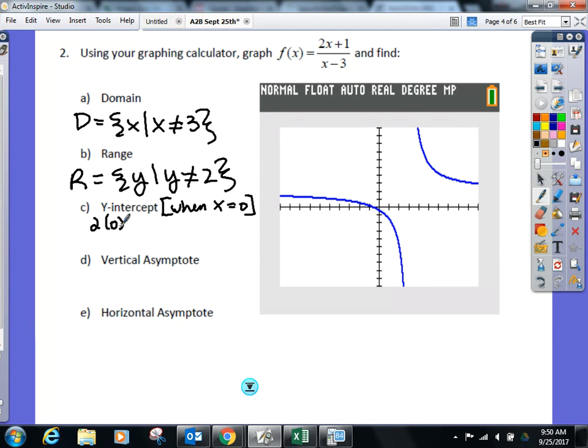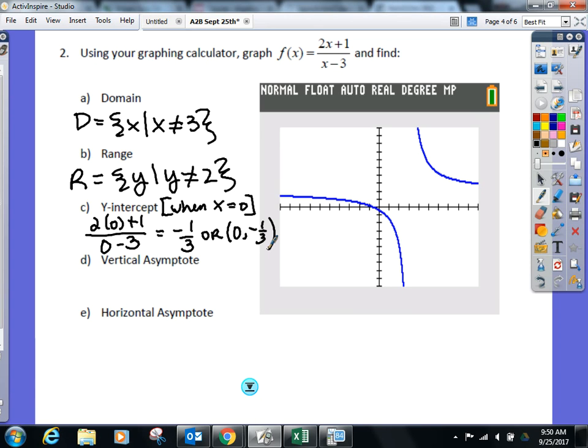Okay, so I want to know when x equals 0, so I'm going to go back up. 2 times 0 plus 1 divided by 0 minus 3. And yes, some of you are already seeing, you can go to your table on your calculator, look at 0 in the x column, and tell me the corresponding y value. So what are you finding right now? That comes out to be -1/3. You can write it like that. That's acceptable. Or you can put it as (0, -1/3) as a coordinate.